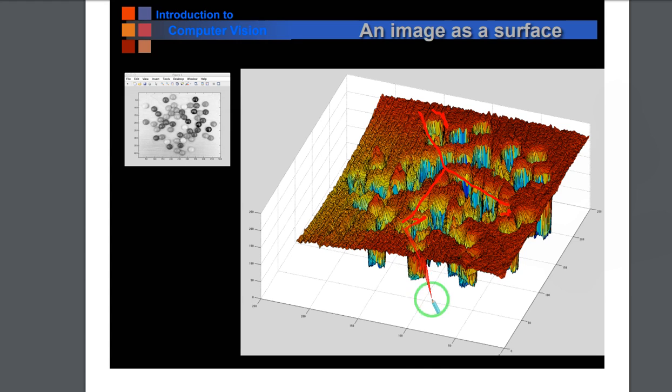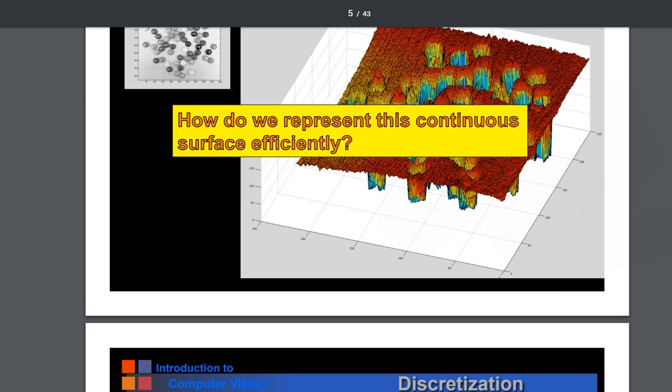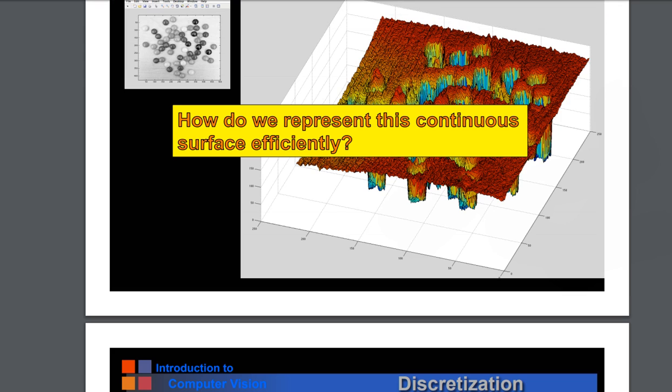So this is basically the advantage of digitization. Now we can see how we can make a black and white image into a colorful image. We will see later on. So now the question is, how do we represent this continuous surface efficiently? This is the main thing.